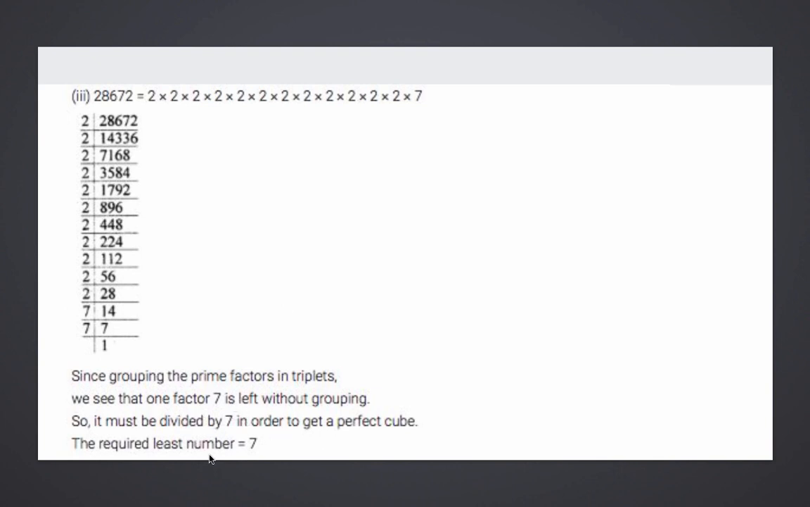So what is the least number by which it should be divided? See students, here very carefully. 2 is repeated 3 times, 2 is repeated 3 times, 2 is repeated 3 times, and at the end 2 is there 2 times. So what is the least number by which it should be divided? Yes. So the least number by which it should be multiplied, if it is, then it is 7. If it is divided, then it is 2 into 2 into 7 into 7. If I divide it by that, then it becomes a perfect cube.